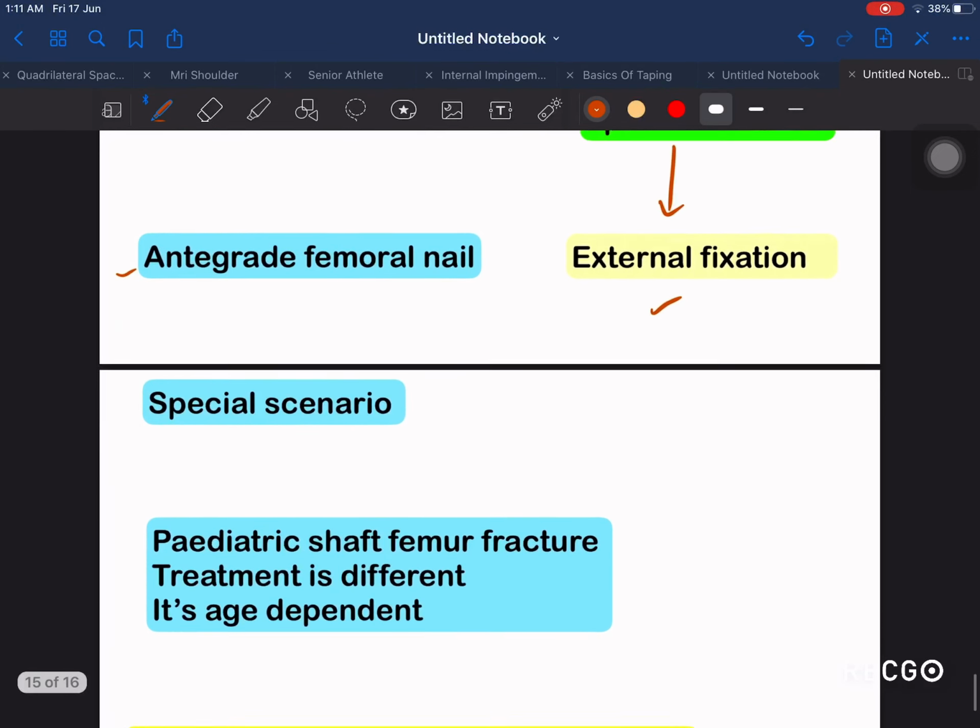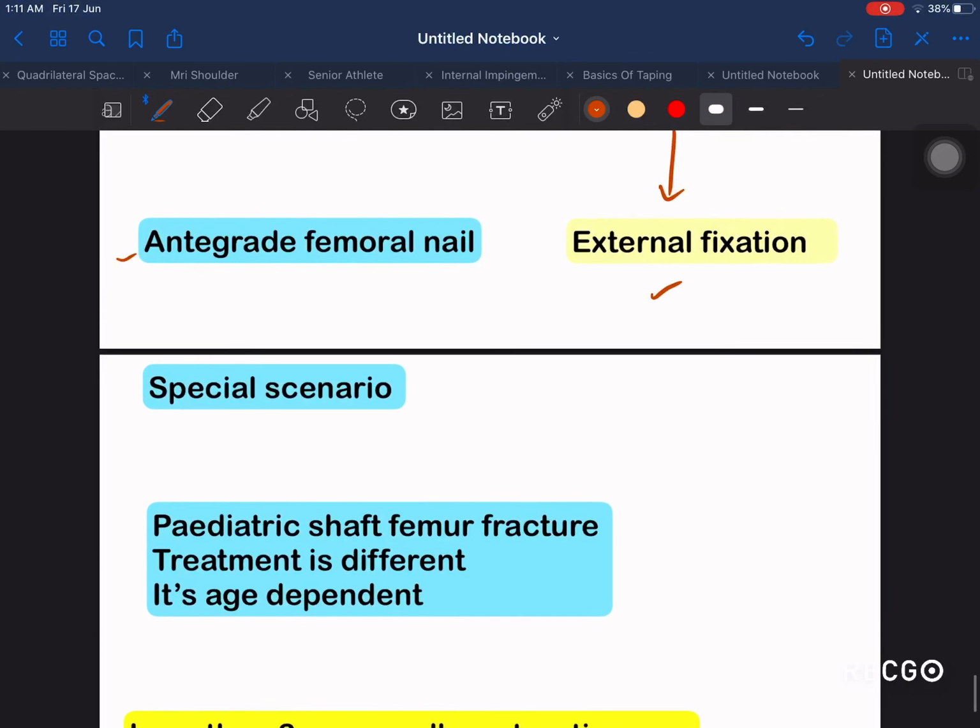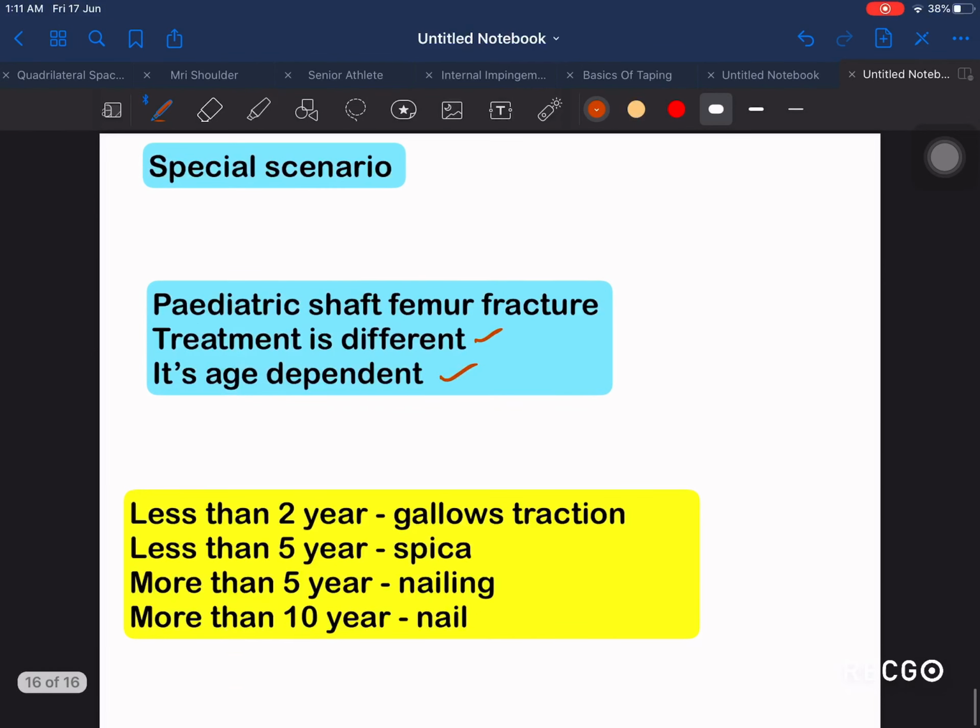Now there's a special scenario, the pediatric shaft femur fracture. In this age group, the treatment is different and it is age dependent. For example, for a kid less than 2 years, it's gallows traction that we apply. For less than 5 years, we go for the hip spica. For more than 5 years, we go for nailing, and for more than 10 years, we also go for nailing.